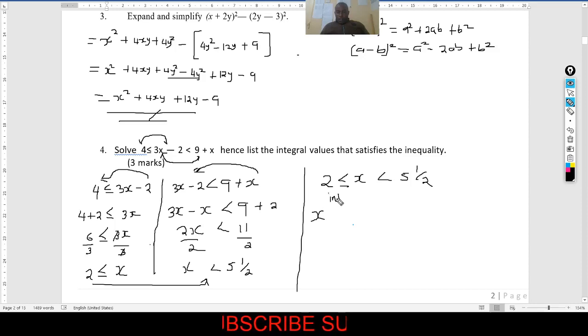Integral values, when we talk about integral values, the integral values are x equals 2. 2 is inclusive because 2 is less or equal to x. So 2 is inclusive.